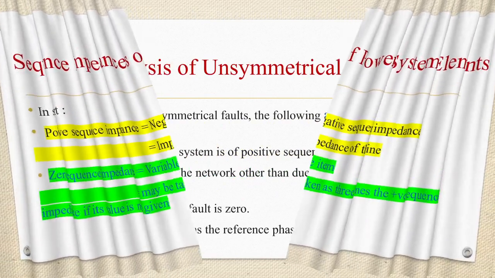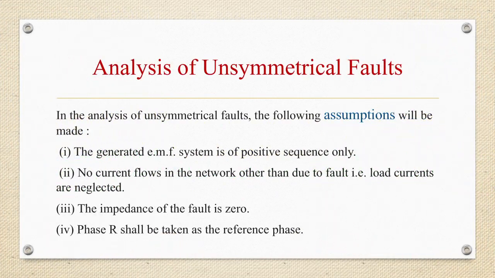Let us start today's topic, analysis of unsymmetrical faults. In the analysis of unsymmetrical faults, we are assuming the following points. First point is that the generated EMF of the system is of positive sequence only. Whatever EMF is generated, that should be positive sequence only.